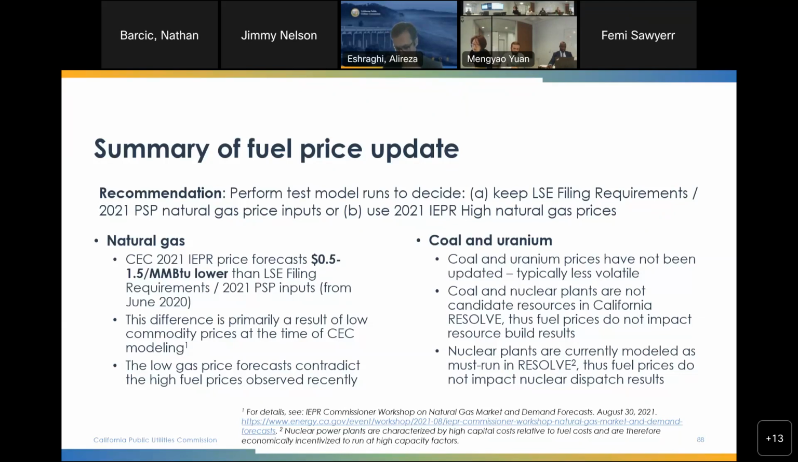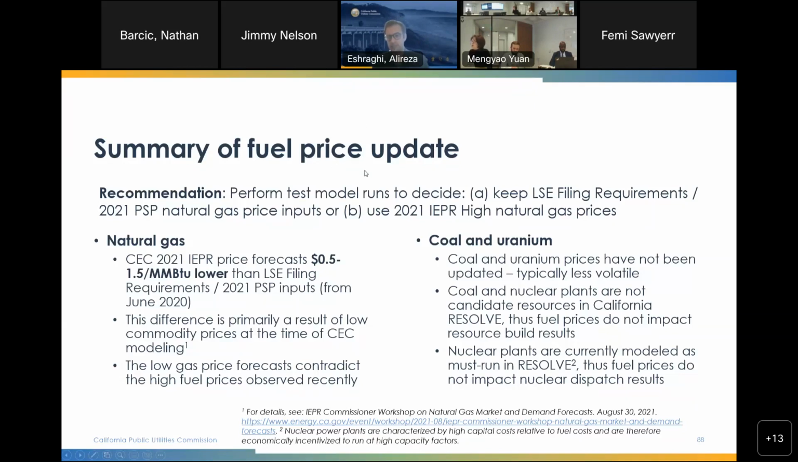What's currently in RESOLVE, the fuel prices, have been used for the LSE filing requirements analysis as well as the PSP in 2021. This difference is primarily a result of the low commodity prices at the time of the CEC's modeling. Based on this information, we have discussed performing some test model runs to decide whether we want to keep the existing fuel prices in RESOLVE or update to the 2021 IEPR, potentially using the high price trajectory.